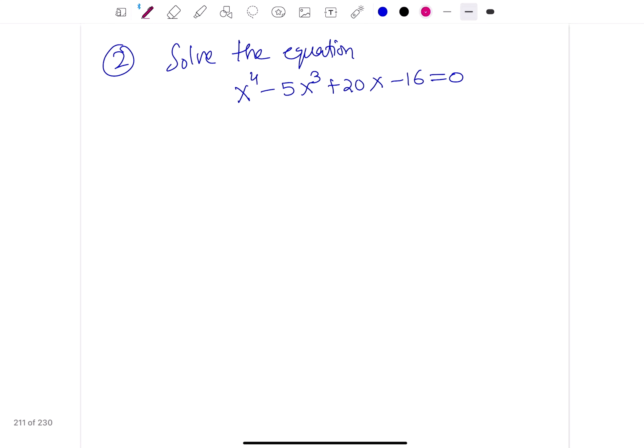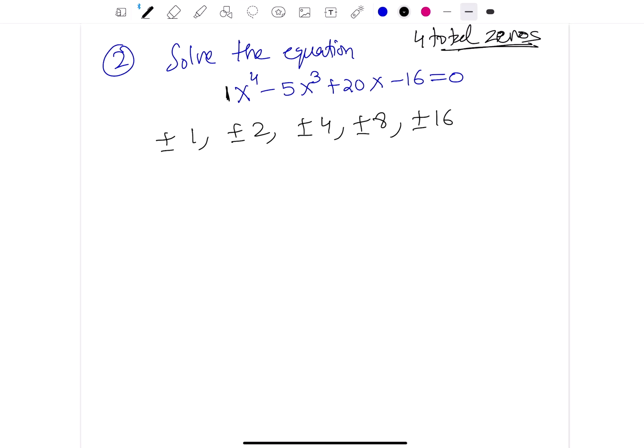Let's see another example. Solve this equation, x to the fourth minus 5x to the third plus 20x minus 16. To solve this polynomial, I'm going to come up with the list of possible zeros. There's 4 total zeros. Not all of them are going to be real. They might be, they might not be. So let's check. The list of possible rational zeros will be factors of 16 because my leading term is 1 in this case. So plus minus 1, plus minus 2, plus minus 4, plus minus 8, plus minus 16.